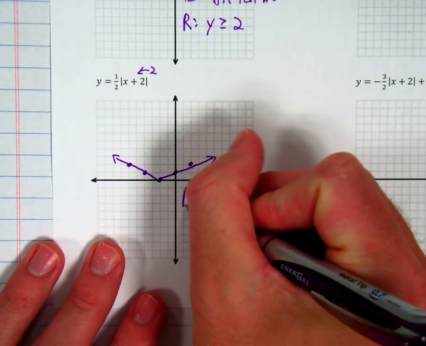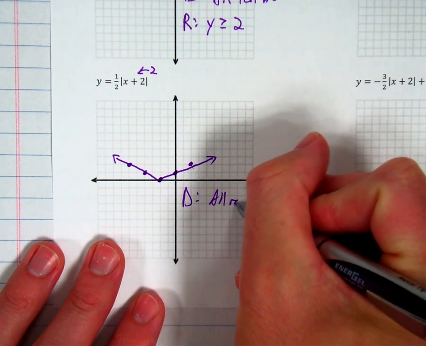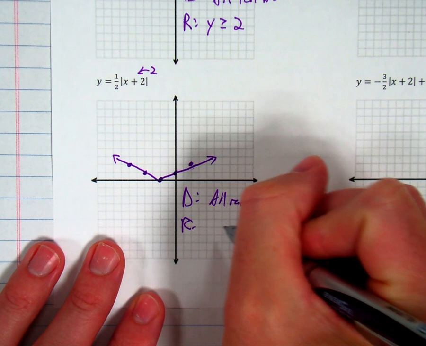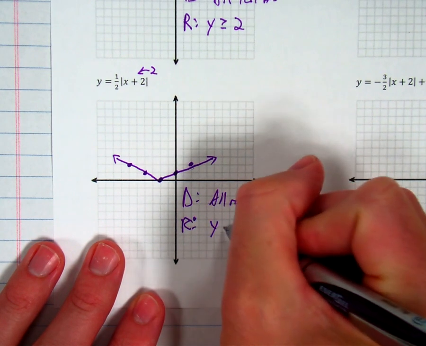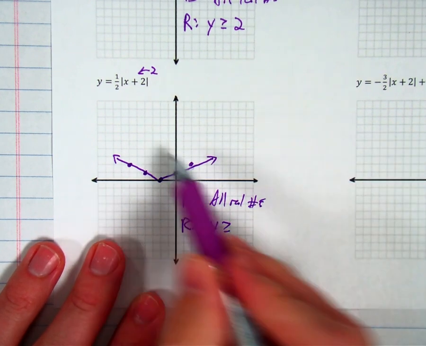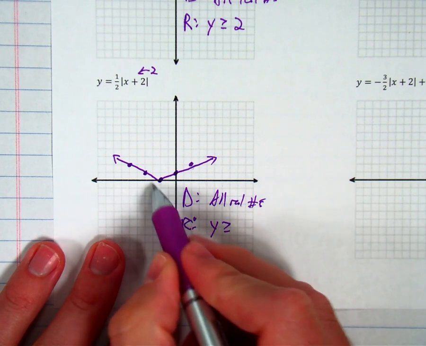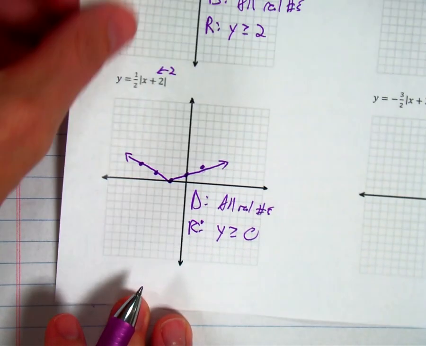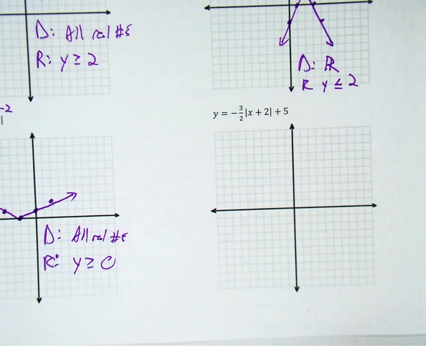So again, domain, all real numbers, and our range is greater than or equal to 0, because we're going up. Alright, one more of these. Let's have you try it on your own.